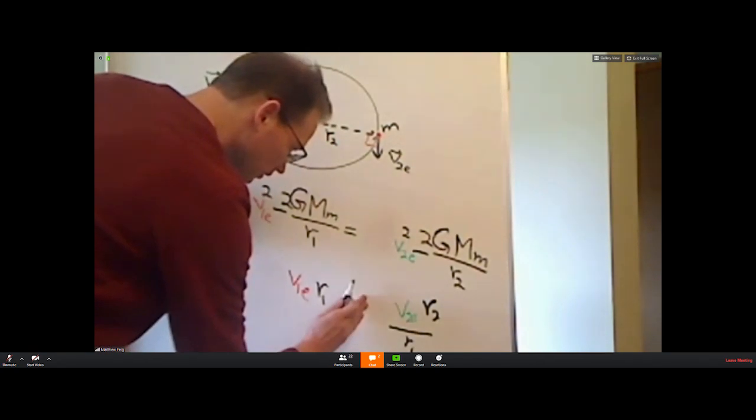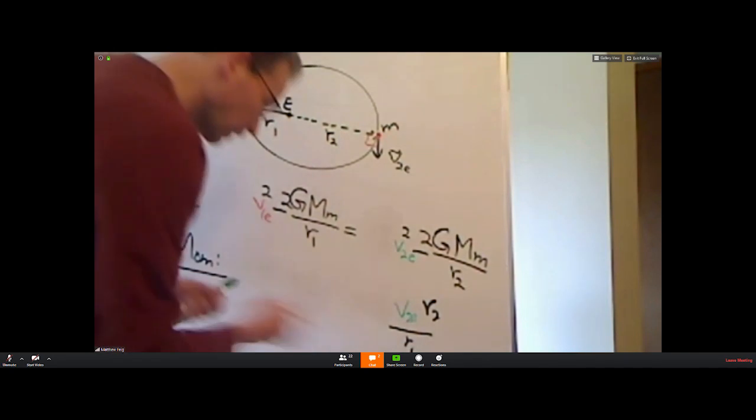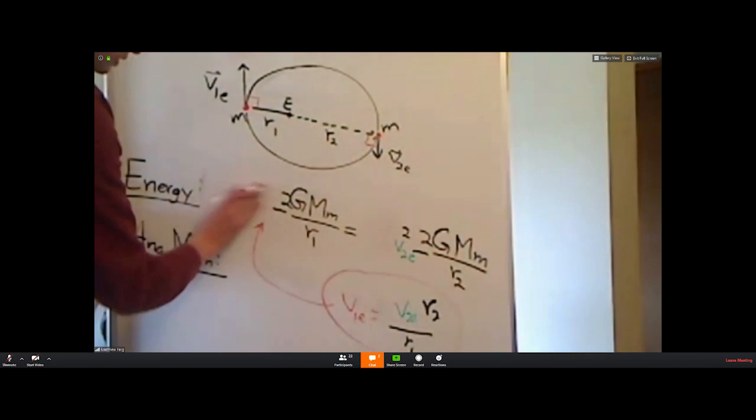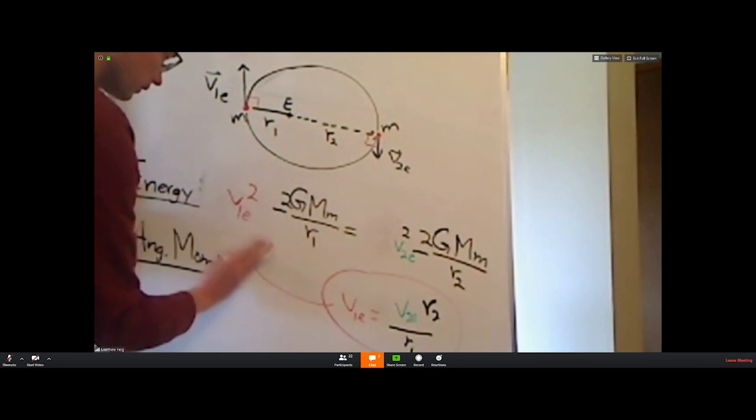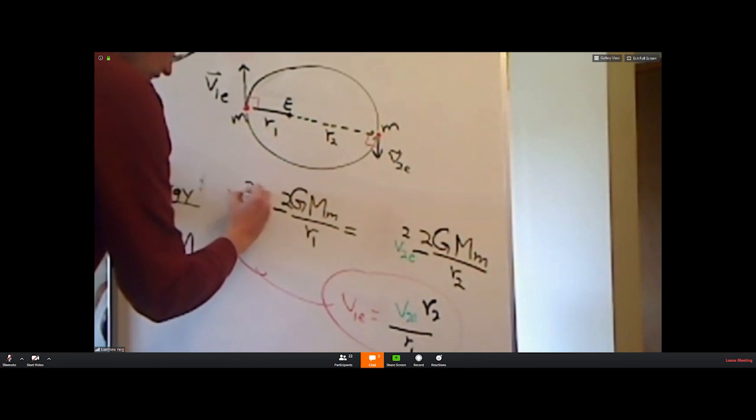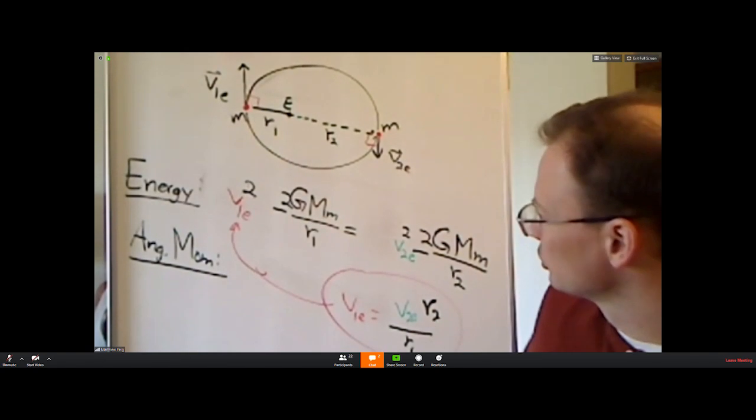Maybe I'll divide by R1, you know, V1E. Okay, V1E is this, and then I'll just substitute that in there. Just going to move this over a little bit. V1E squared. It wouldn't be too bad. And I'm going to tell you the results if you were to do that. Here's what you'll get.